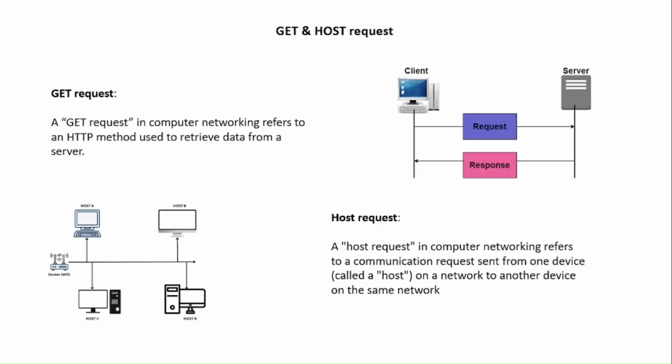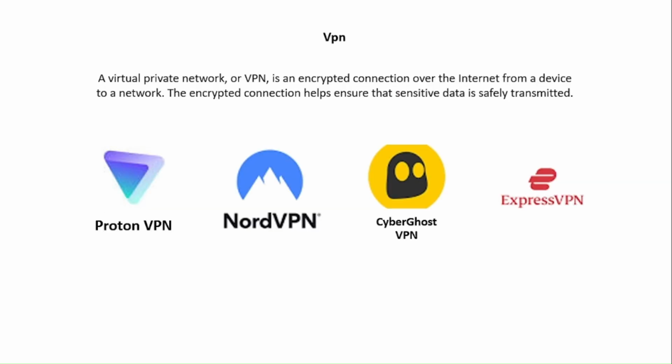Next is GET and HOST request. It is the most important part in ethical hacking. What is a GET request? A GET request in computer networking refers to an HTTP method used to retrieve data from a server, and a HOST request in computer networking refers to a communication request sent from one device on a network to another device on the same network.